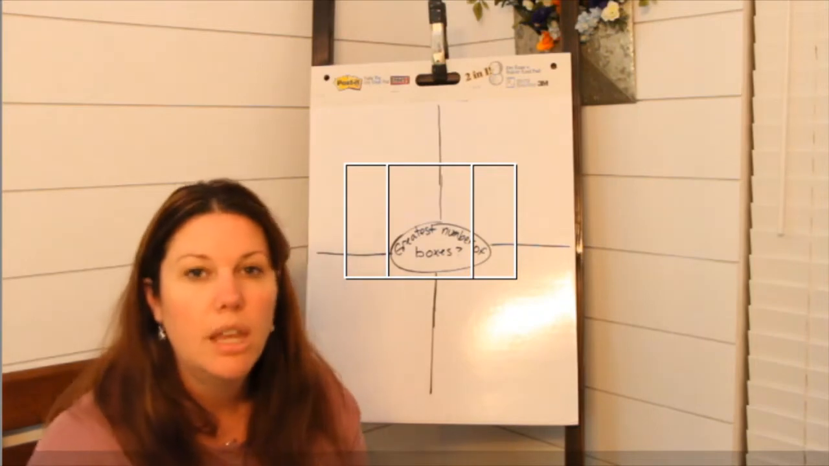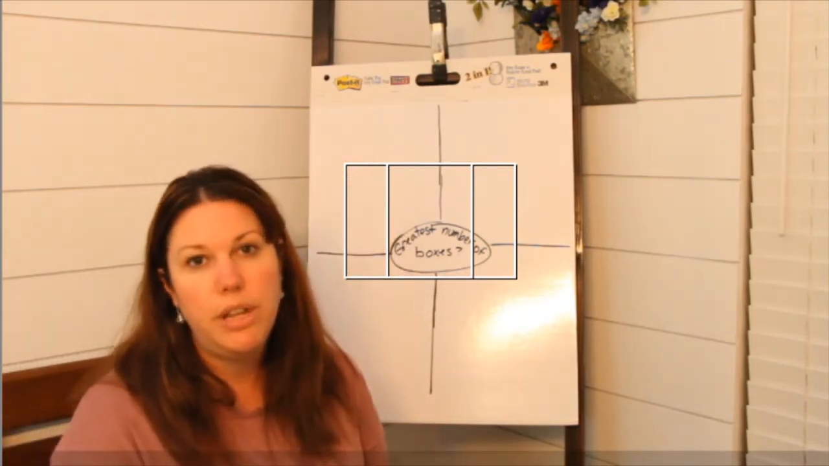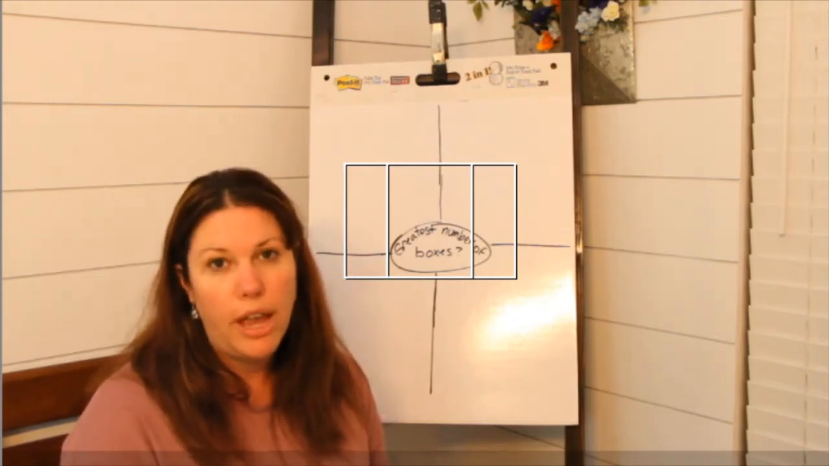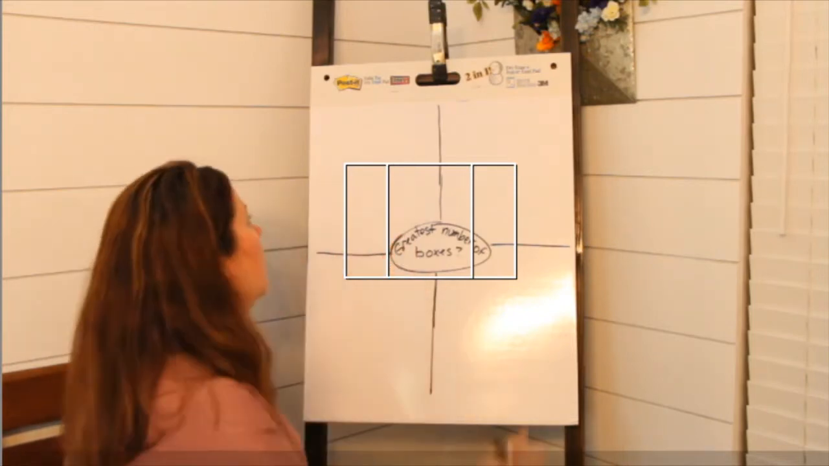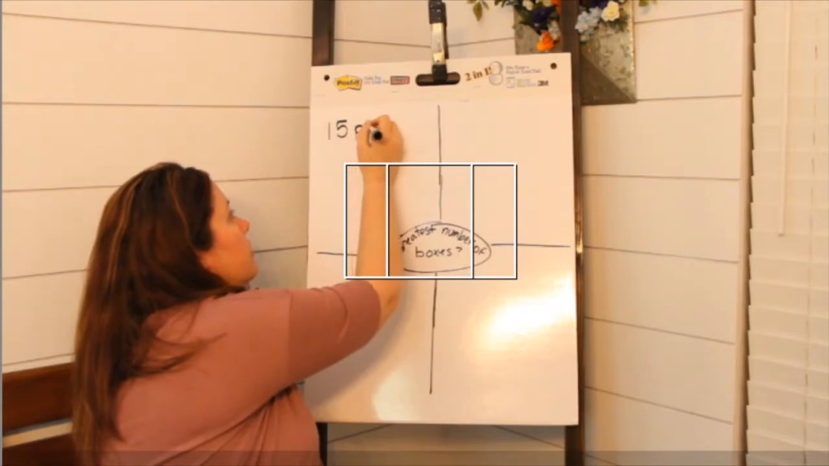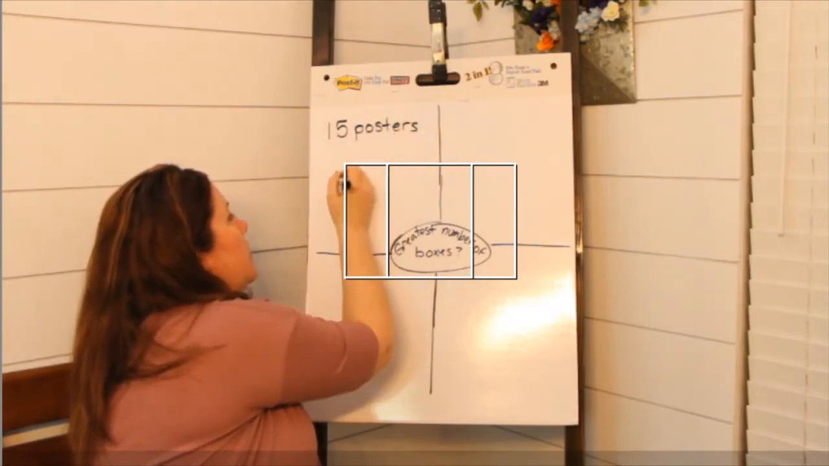Okay. Then in our picture it section right here, this is where we're going to write down the information that we have so far. So how many posters, how many banners do we have? And that's what we're going to write here. So we have 15 posters and we have 6 banners.